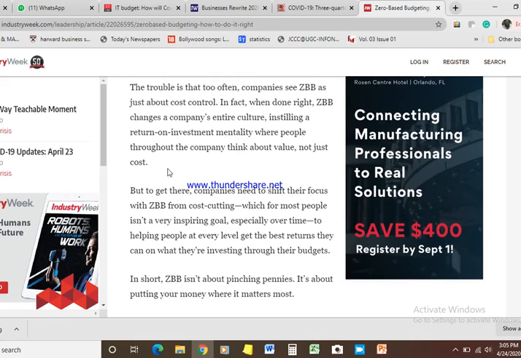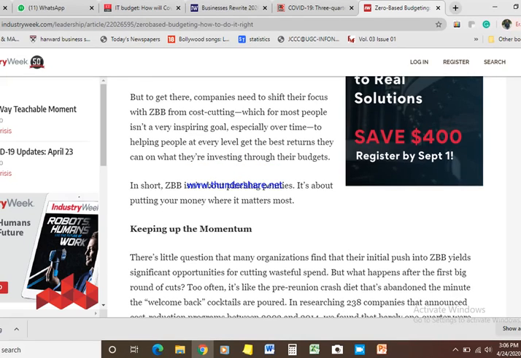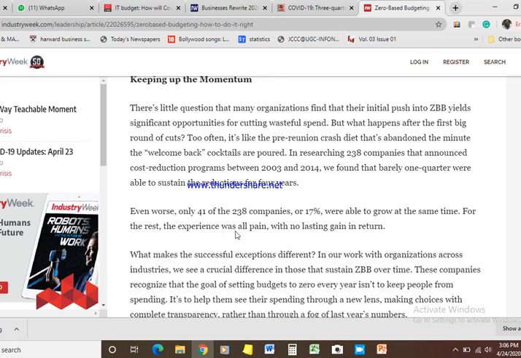So how we actually introduce zero based budgeting is more important. If we look at it only as a cost cutting tool, then it is not going to serve the purpose. But if it is looked at from a different perspective, then obviously it is going to help the organization in yielding a lot of benefits.